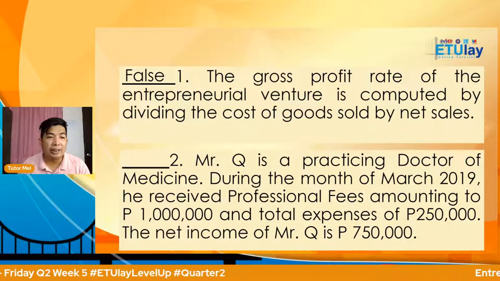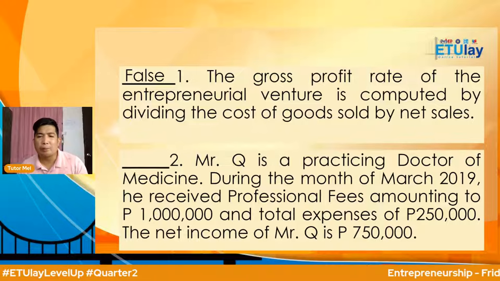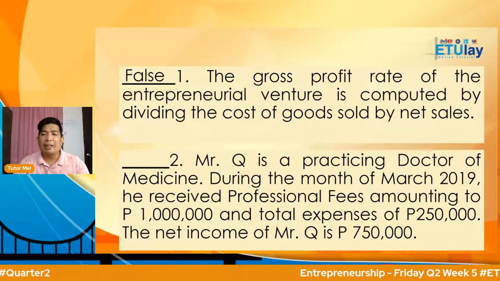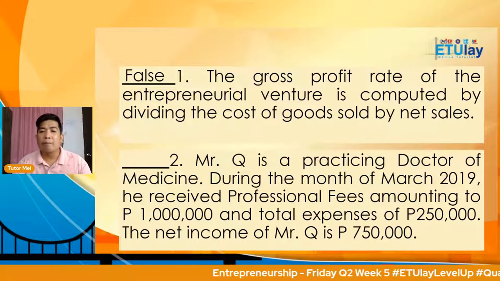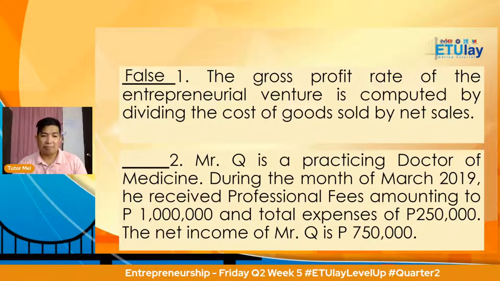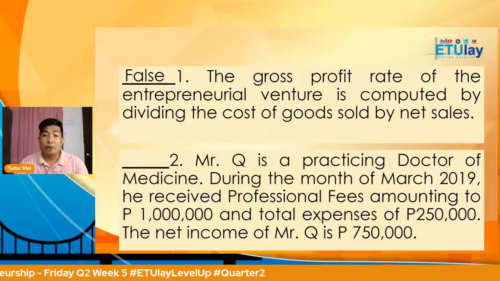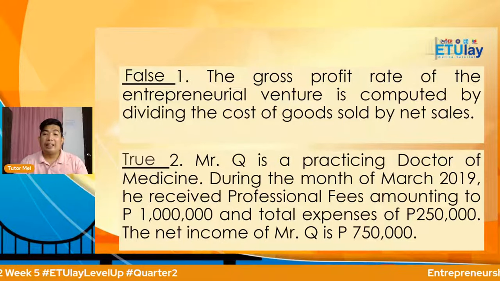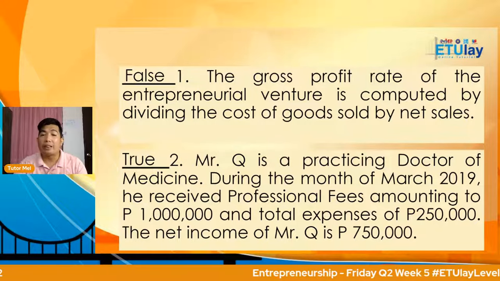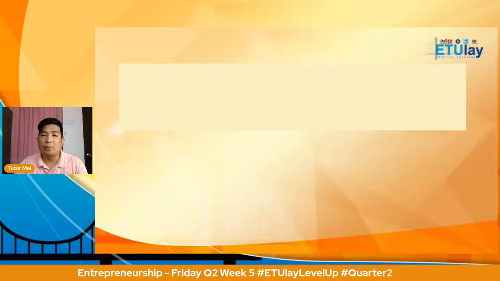Comment your answer in our comment section. Is this true or false? Is it true that his net income is 750,000? Denver says true, and Ken says true. Yes, correct, because 1 million minus 250,000, the answer is 750,000. Let's continue with number three.